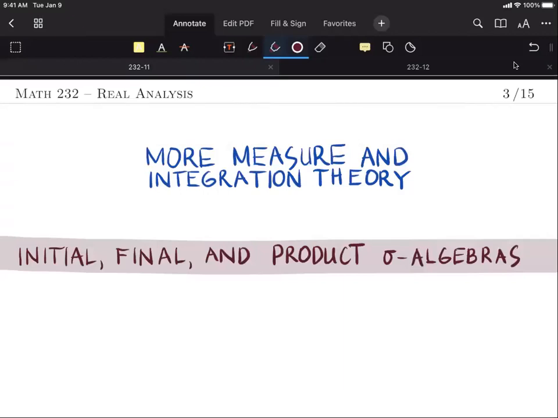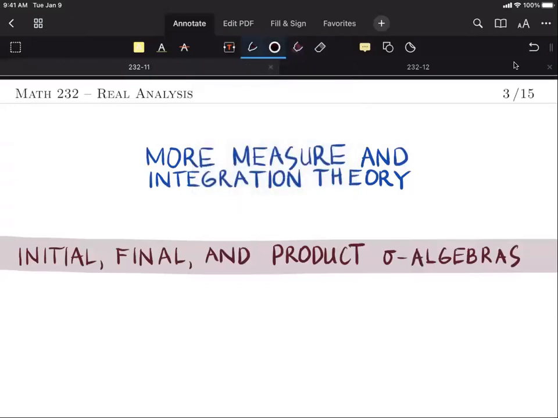So we start now with a new chapter and discuss further topics in measure and integration theory. To start, we consider the definition of initial, final, and product sigma algebras. This will pave the way to the definition later of product measures.